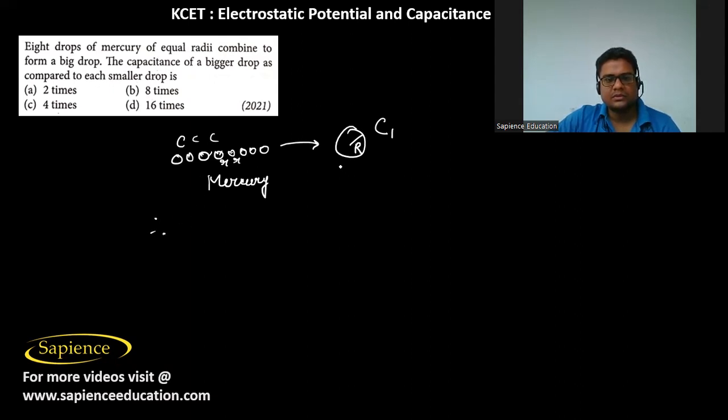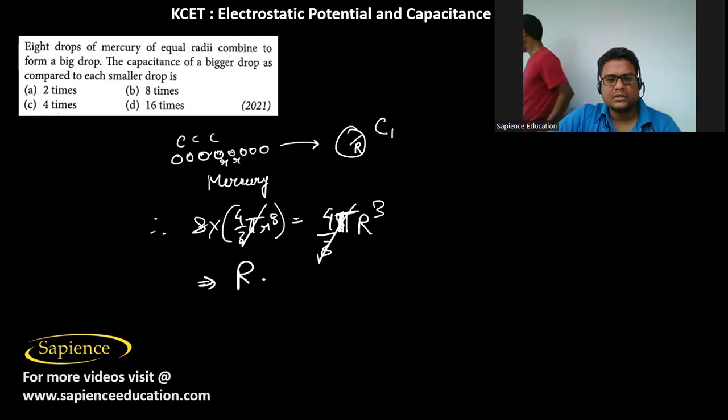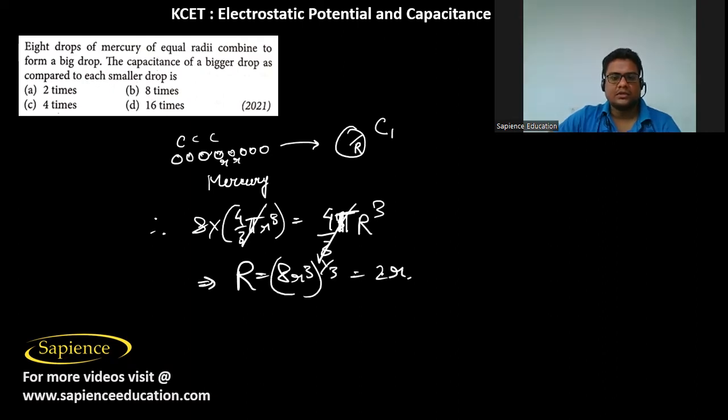So now, therefore, the volume should be same. The volume of the big drop should be equal to the sum of the volumes of all the 8 small drops. So it will be 8 into 4 by 3 pi r cube, that will be equal to 4 by 3 pi capital R cube. So 4 by 3 pi will cancel. So R is equal to 8 r cube whole power 1 by 3. So that is equal to 2r. So R is equal to 2r. Therefore, the capacitance C, that will be equal to Q by V.